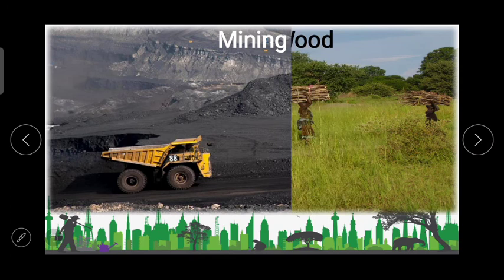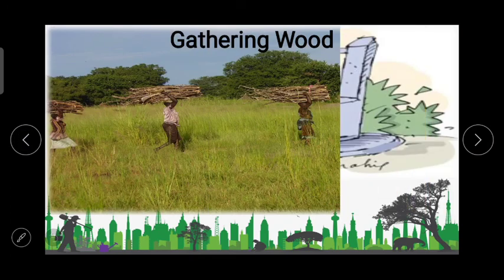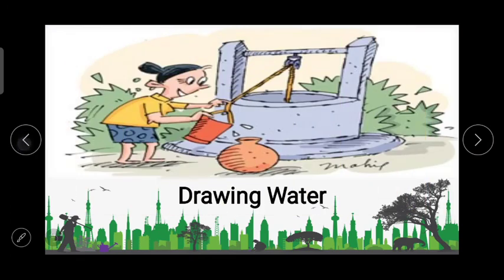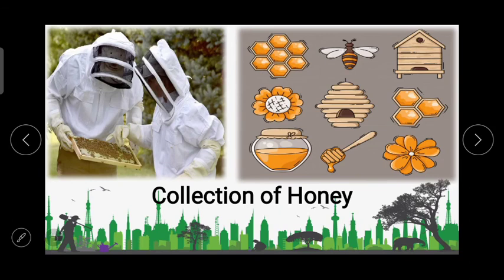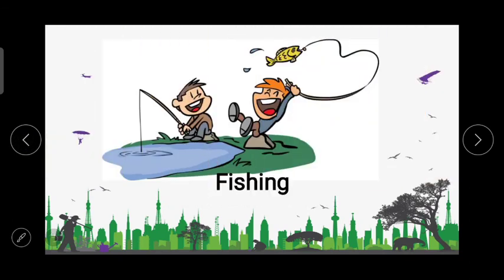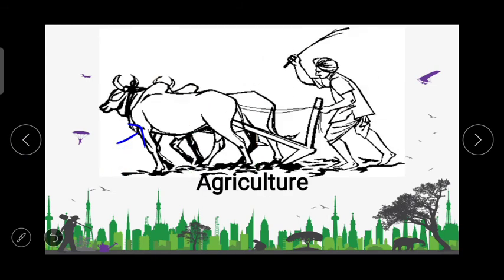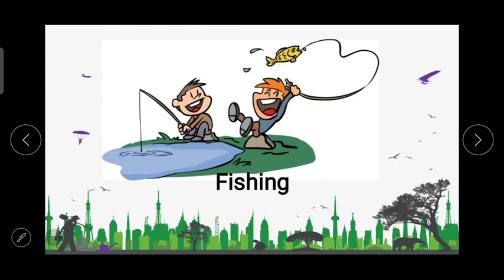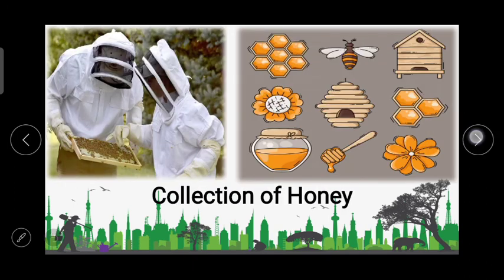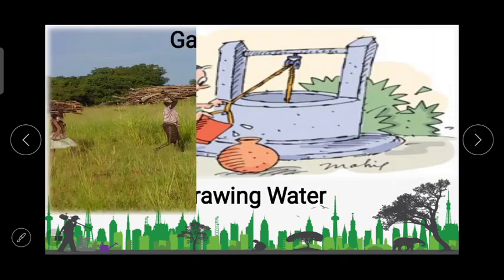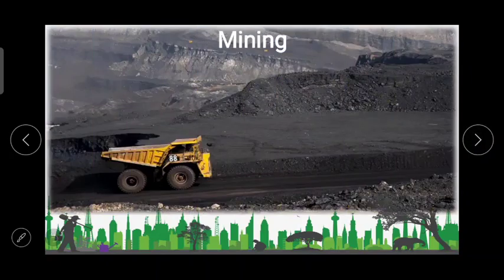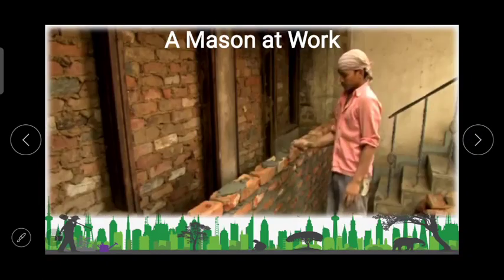In this, the natural resource is wood. In this, the natural resource is water. In this, the natural resource is honey. In this, the natural resource is fish. In this, the natural resource is land or soil. I will go for the next image. Next to the mining, we have a mason at work.